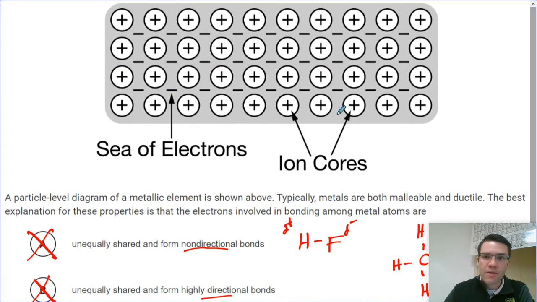For metals, it's non-directional, which means if I grab a cation here, all it cares about is it's participating in the sea of electrons, but I could move this cation or the nuclei of the metal wherever I want to, and that's what it means to be able to hit it and bend it.